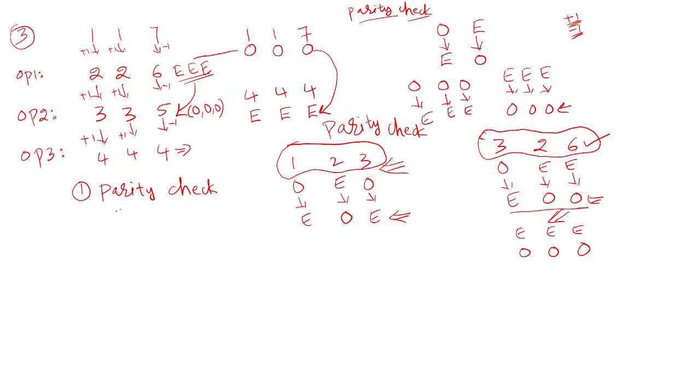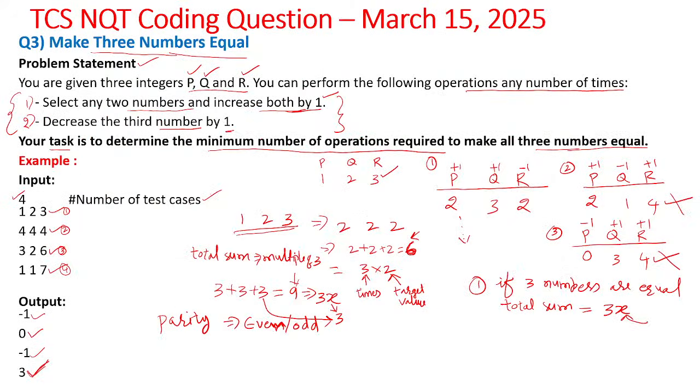All the numbers. Okay. So all of them should have either even parity or odd parity. Then only you can make them equal. Okay. So if this parity is not followed, immediately from the given input you can print -1 as output. Okay, so since the first two is 1 and 3, they have different parities.